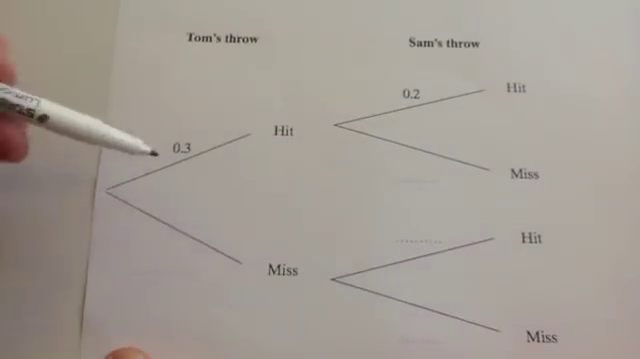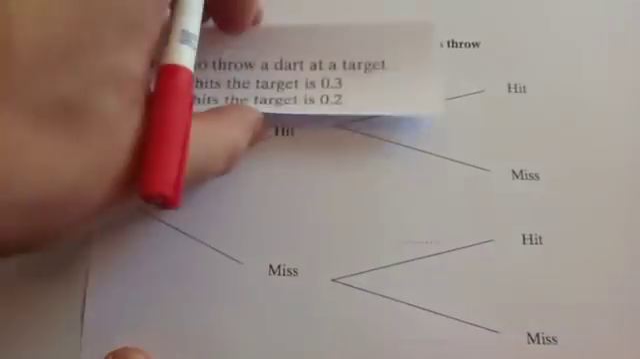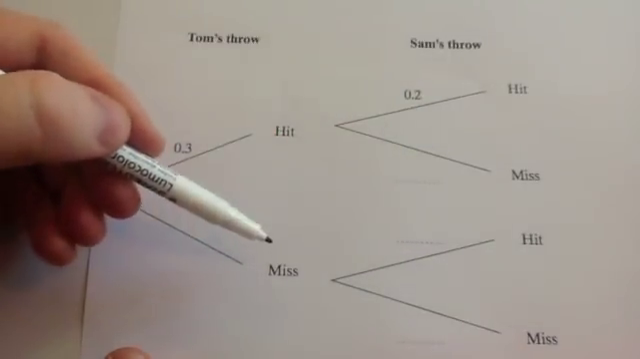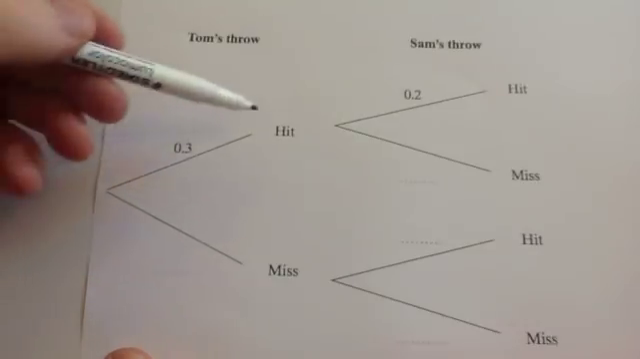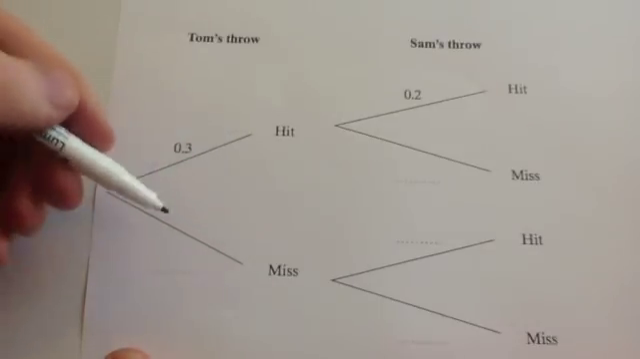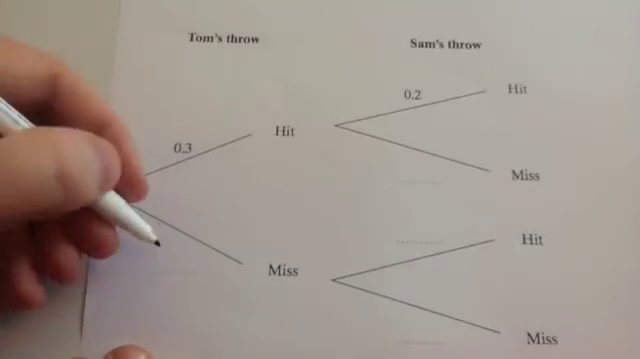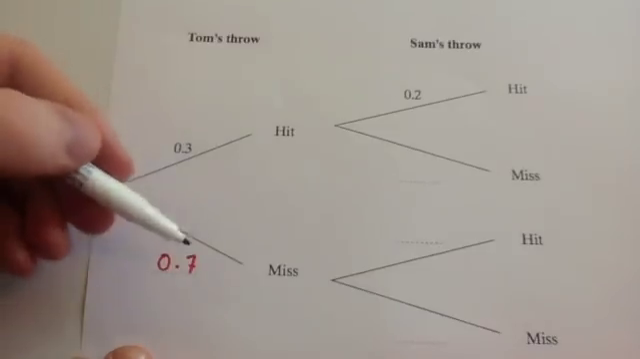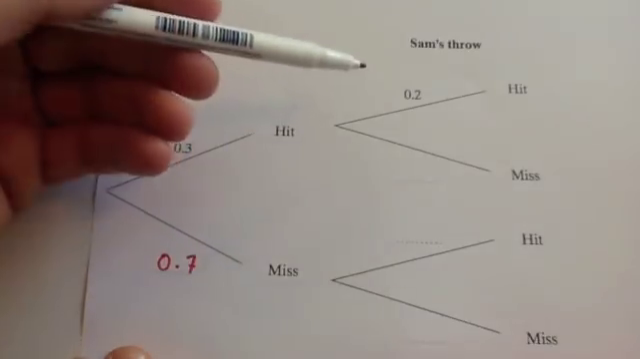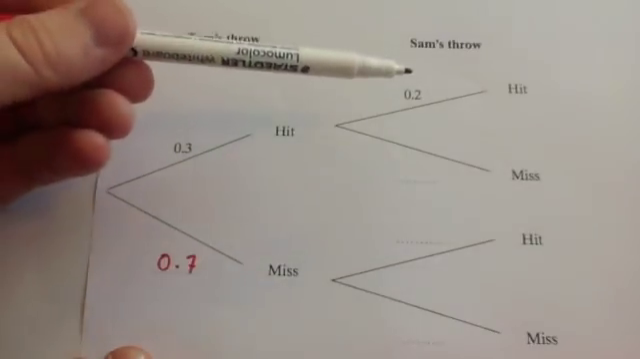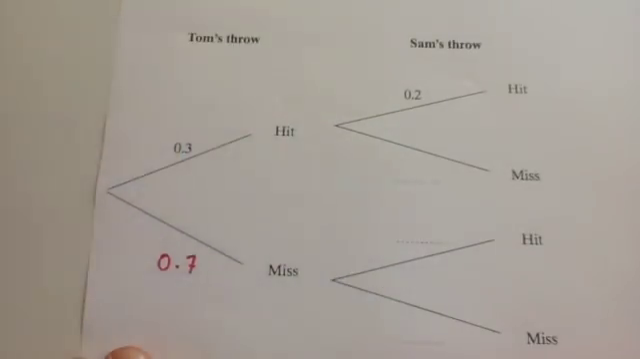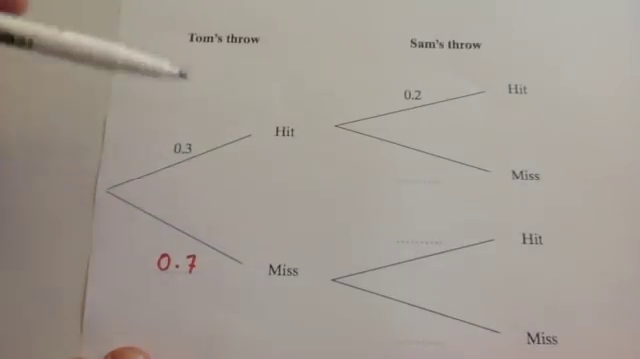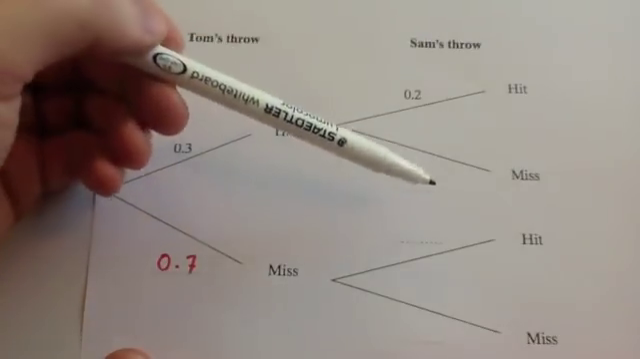So the probabilities go along the branches. Tom hitting the target was 0.3. Tom can either hit or miss the target, and that's why you've got 0.3 on the hit branch. The miss branch, obviously if hitting the target is 0.3, missing the target would be 0.7. Because these two have to add up together to make 1, and that will always be the case in each pair of branches. So here, these will add up to be 1, these will add up to be 1. Tom can either hit or miss, and there are the probabilities. Sam, he can either hit or miss.